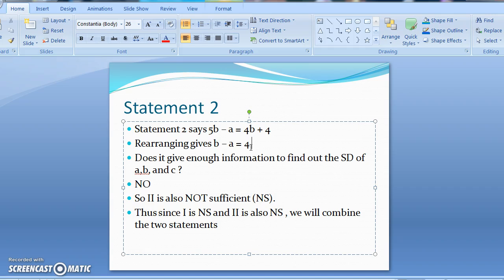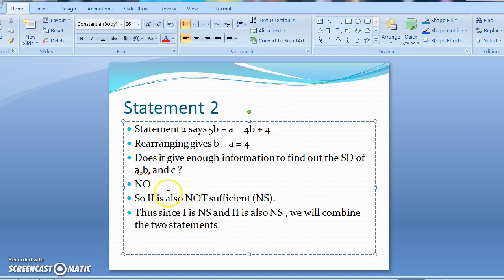Right now we are not combining, we're only checking statement 2 alone. Does it give us any information about C? Not at all. We do not know where C is. We know the difference of A and B is 4, but that doesn't tell us the SD of A, B and C, because we need to know where C is with respect to A and B as well.